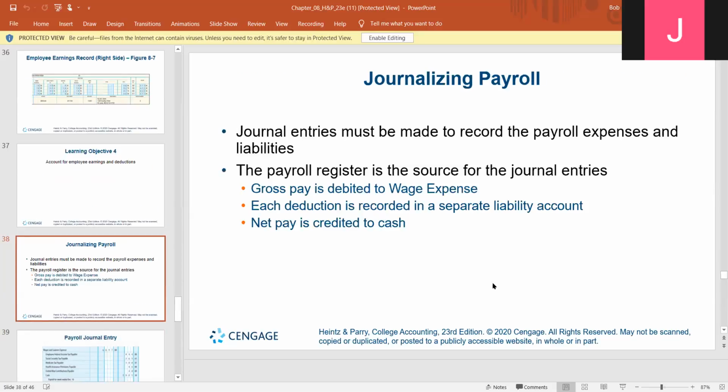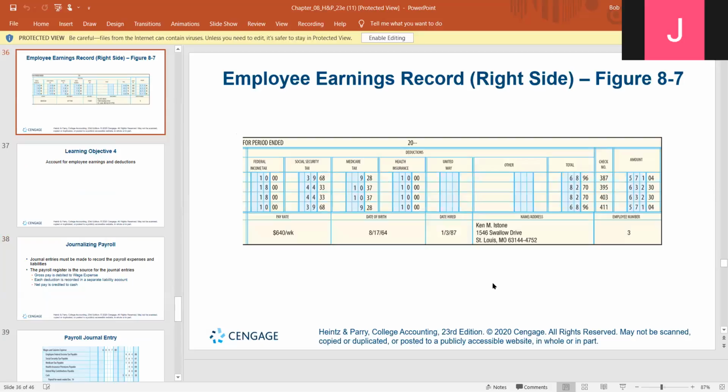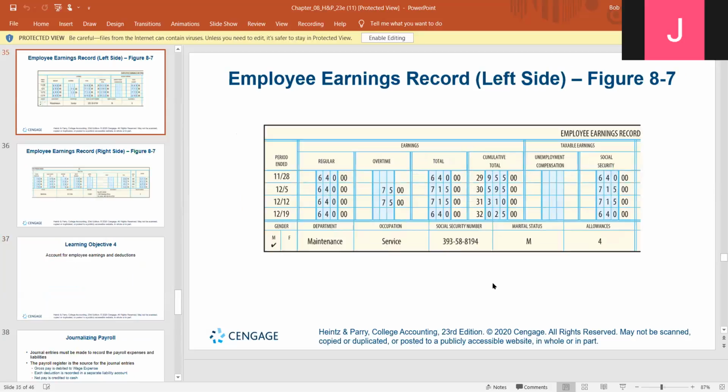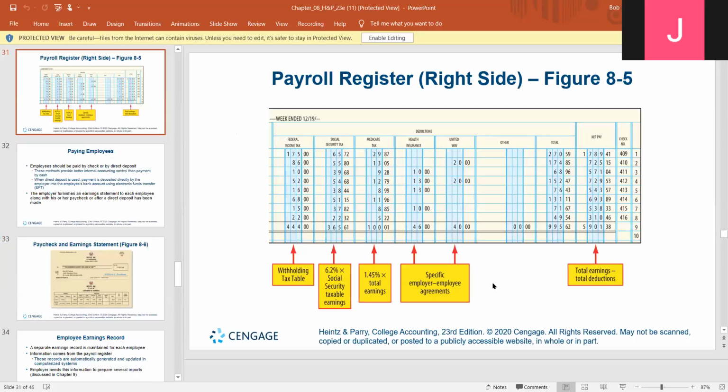Account for earnings and deductions. Here we go with journal entries, okay? The payroll register is the source for the journal entries. We go back up here, and I'm assuming we're going to use the same numbers we used up here, okay?